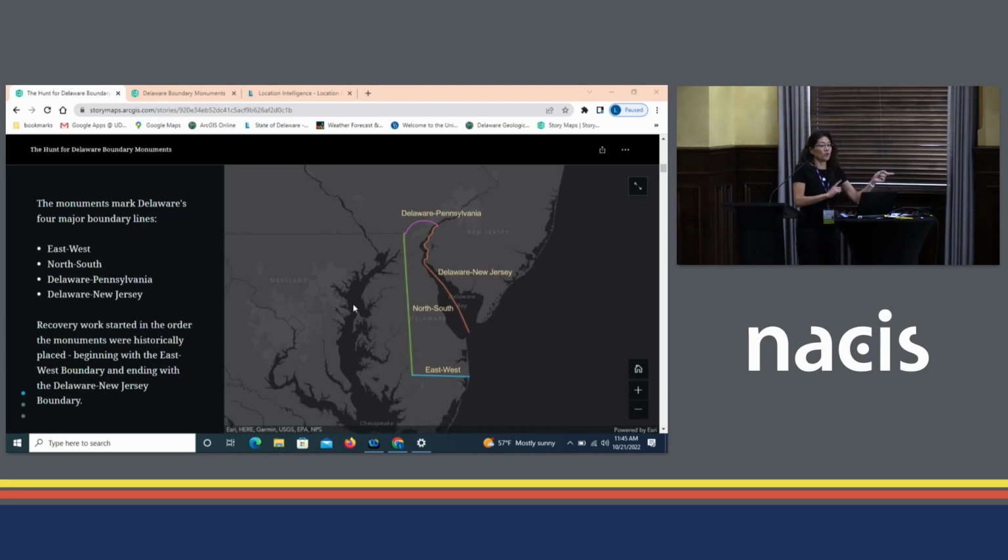So actually, this was before Delaware became Delaware. It was actually the lower 3 counties of Pennsylvania at the time. So we were Pennsylvania. So those monuments are there.